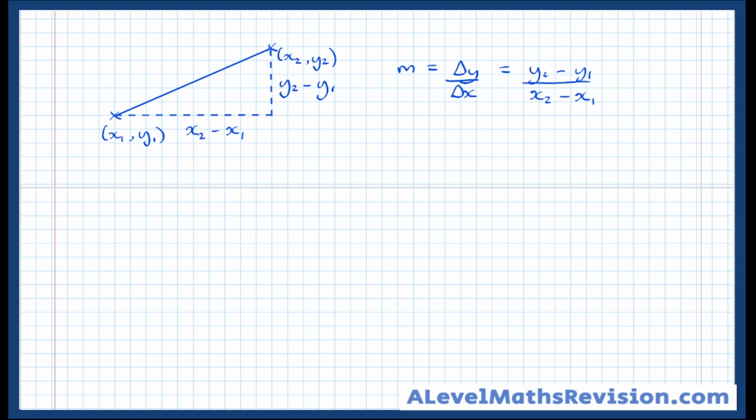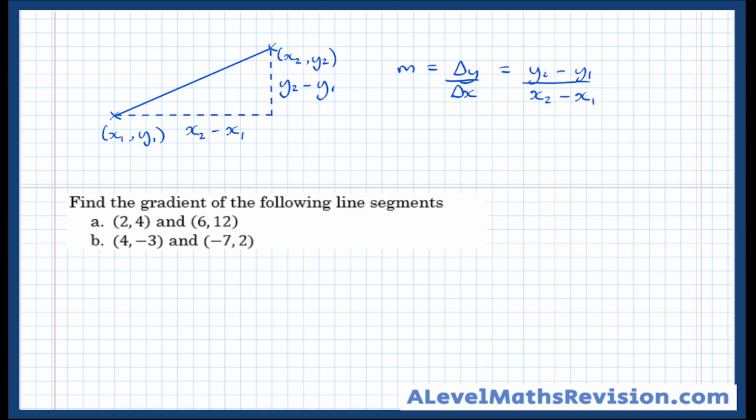And now we're going to put it into practice with a couple of examples. And there it is there, find the gradient of the following line segments. So part A, 2, 4 and 6, 12. Well, the gradient is the difference in y, 12 take 4, over the difference in x, 6 take 2. And it doesn't matter which one of these were considered to be the first and the second point. So as long as this number here comes from the same bracket as this number, and this number here comes from the same bracket as this number, then all's good. And I'll give you a demonstration of that in just a second.